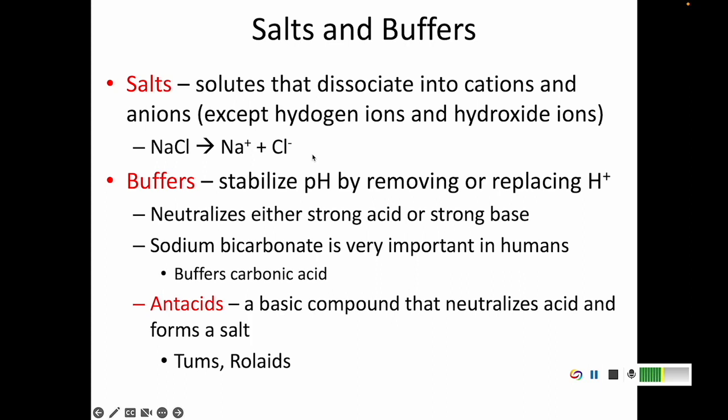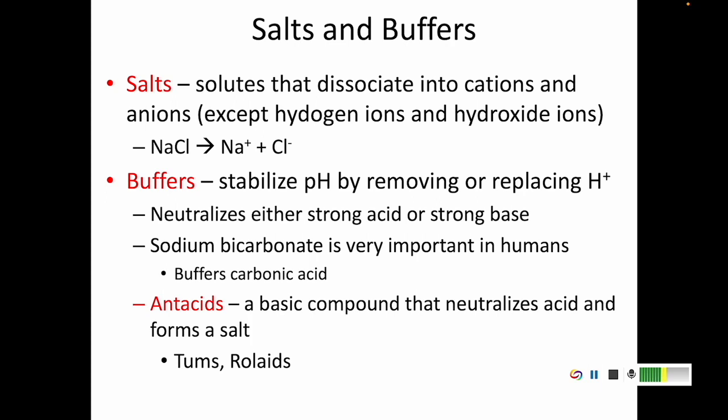But first, we were just talking about stabilized pH, because they can both remove and replace hydrogens. They can pull hydrogens out from a strong acid. They can release hydrogens if it's a strong base. In the human body, sodium bicarbonate is very important to help buffer. It buffers carbonic acid, which is an acid that can form in the blood when your blood picks up carbon dioxide. So that keeps your blood at a very basic pH.